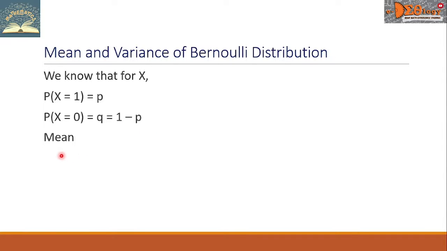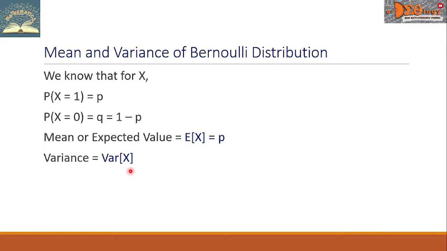Now for the mean, sometimes we call this expected value. The notation is capital E of x. And the formula is p, which means whatever value for the probability here, which is p, we'll just copy it here. For the variance, our notation is var of x. And the formula is p times the quantity 1 minus p, or we say p times q.